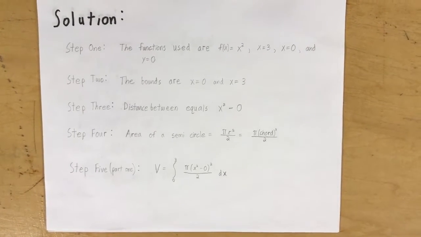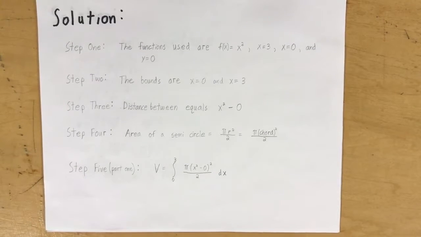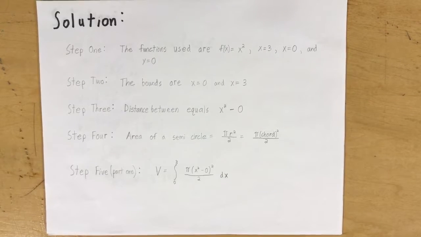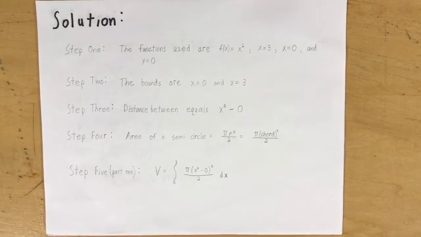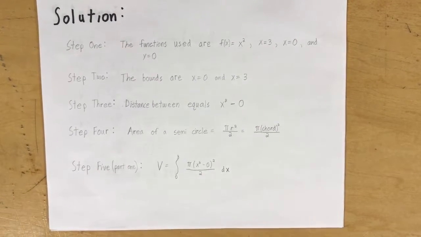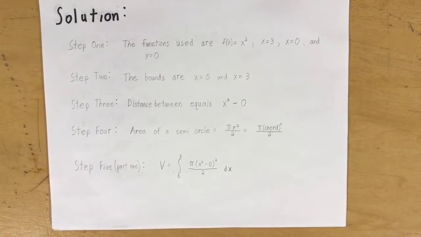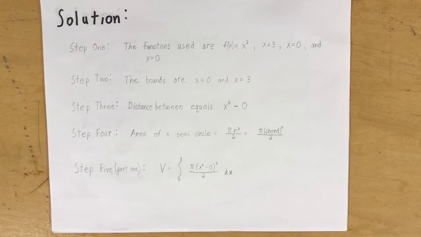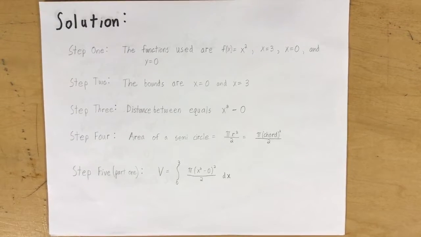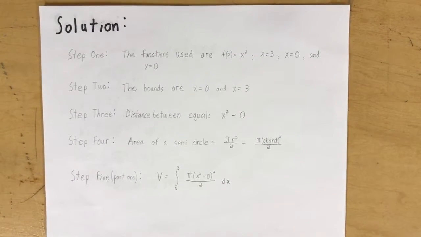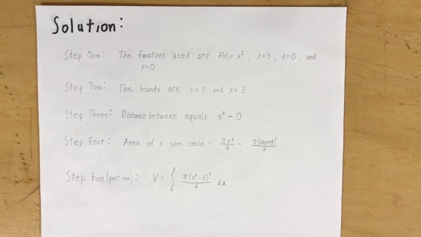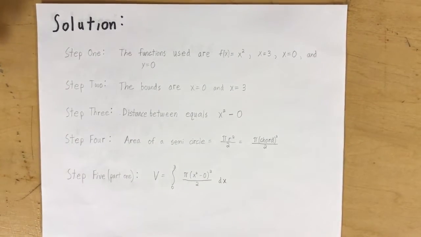The solution. Step 1. The functions used are f of x equals x squared, x equals 3, x equals 0, and y equals 0. Step 2. The bounds are x equals 0 and x equals 3. Step 3. The distance between them equals x squared minus the x-axis, which is x equals 0. Step 4. The area of a semicircle is pi chord squared divided by 2. Step 5. The integral will be set by the bounds 0 and 3, and the chord squared is x squared minus 0 dx.